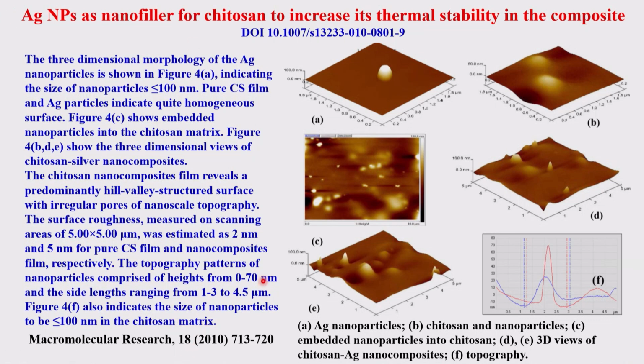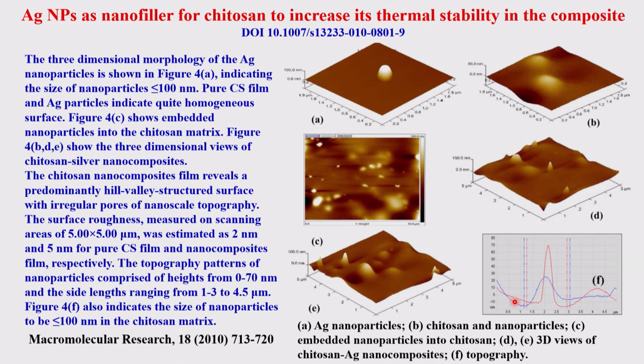You can reach levels of 0 to 70 nanometers, with side lengths of from 1 to 3 to about 4.5 micron. Okay, so these kinds of things will be provided. Now you can see in F it gives you the heights of the particles or the roughness of the nanoparticles. Here in this particular case, these are within the 100 nanometers level in the chitosan matrix.